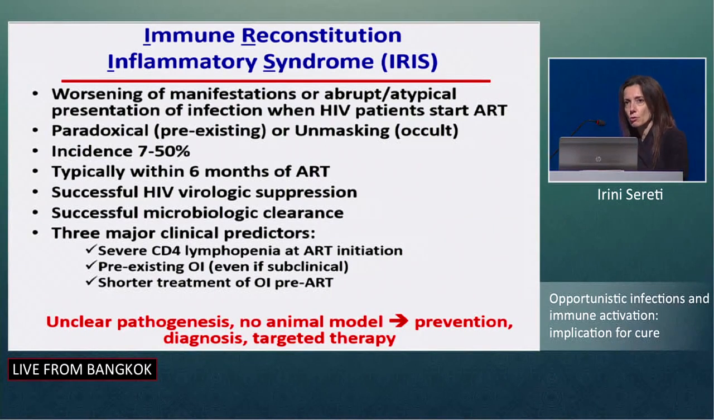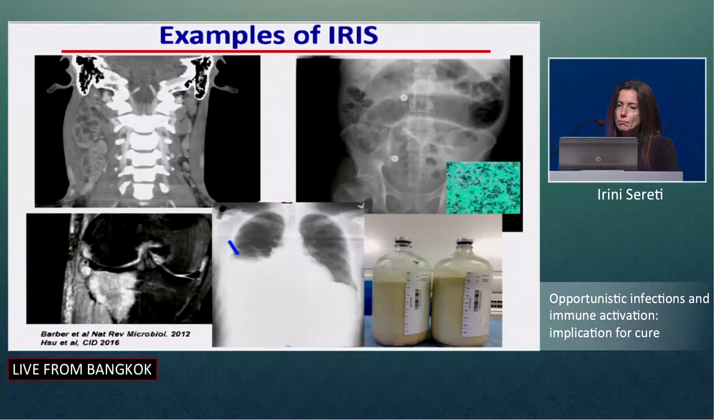The pathogenesis of IRIS is not very clear. There's no clear animal model, so there are a lot of obstacles in prevention, diagnosis, as well as targeted therapy. So we end up using the pretty unelegant choice of corticosteroids when we need to treat the patients, which, as you realize, is not really an optimal choice for people who are already immunocompromised.